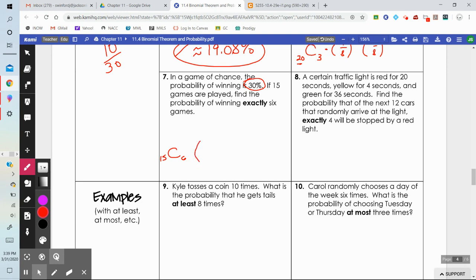The success, and you could do this as 0.30. Just make sure that you don't do it as the 30%. Make sure you change it to either fraction or decimal form. So you could do either 0.30 or you could do 3/10.